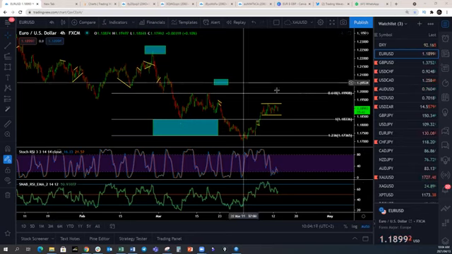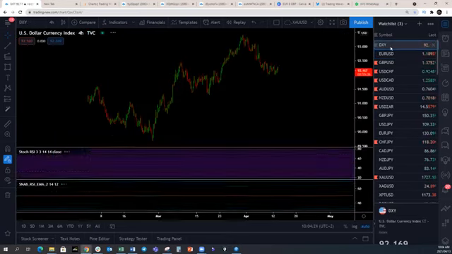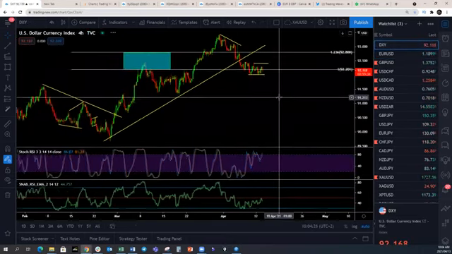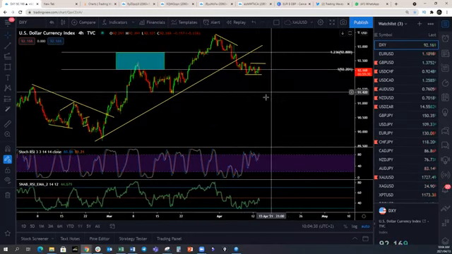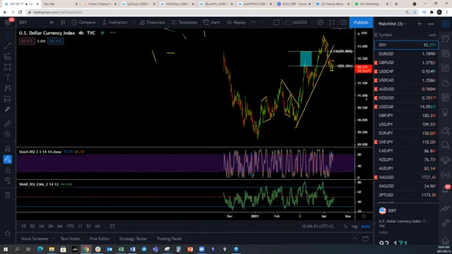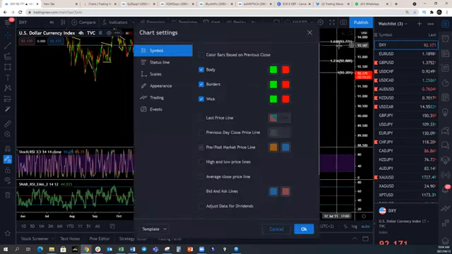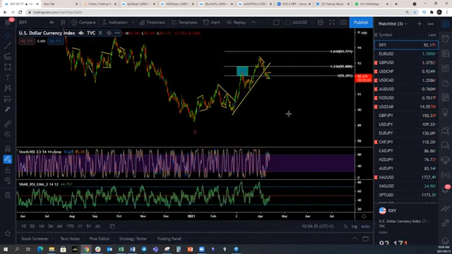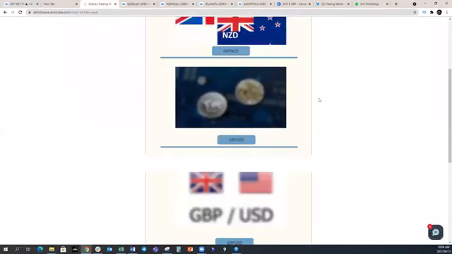Let's start with the DXY and Euro US dollar. There's something interesting on the DXY and Euro US dollar. Let's see how we can manage this. Let's first have a look at the bigger structure. Let's first have a look at the sequence and the cycle. Let's look at the DXY.